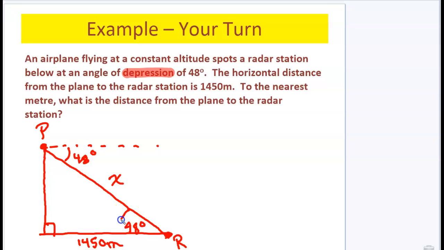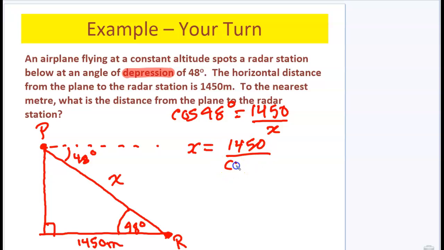So again, I know an angle of 48. I know the adjacent, and I'm looking for the hypotenuse. So therefore, the cosine of 48 degrees is going to be 1,450 over x. And you might be catching on that when you're given a situation like this, basically the cos 48 and the x will just end up switching places. So I get 1,450 divided by the cos of 48 degrees.